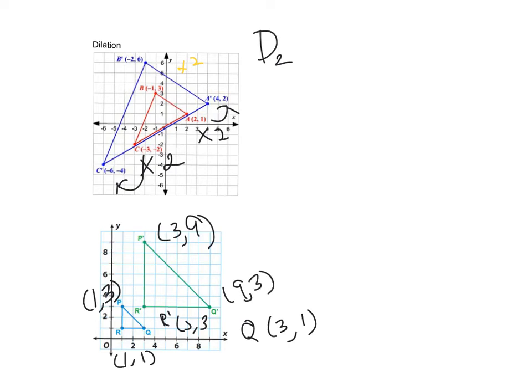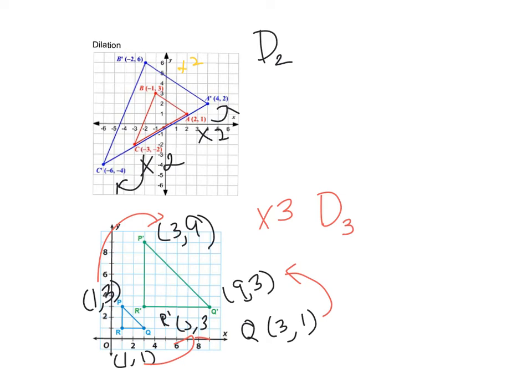Okay, so if you look at these values, from here to here, what did I multiply by? From here to here, what did I multiply by? From here to here, what did I multiply by? So every x value to the prime x value, every y value to the prime y value. If you look at it, you'll see that each time you multiplied by 3. So this is an example of a dilation of 3.